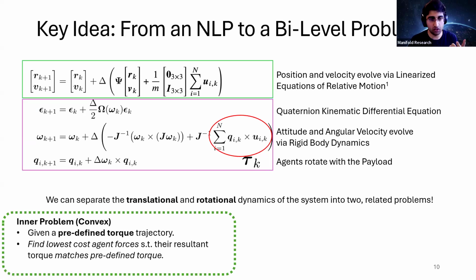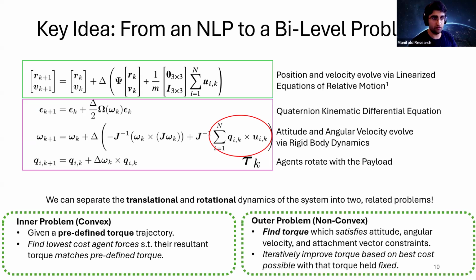One is a nice convex inner problem that only deals with the position and the velocity of the object. And we assume a predefined torque trajectory is being applied to the object. So given a predefined torque trajectory, like let's say it's just defined somewhere else, find the lowest cost agent forces such that the object gets to the desired position and velocity, and the applied torque matches that predefined torque that we supplied as a parameter. Okay, so this is the inner problem. This problem is convex. It can be solved very fast by solvers.